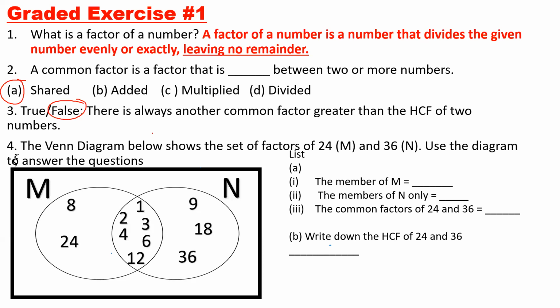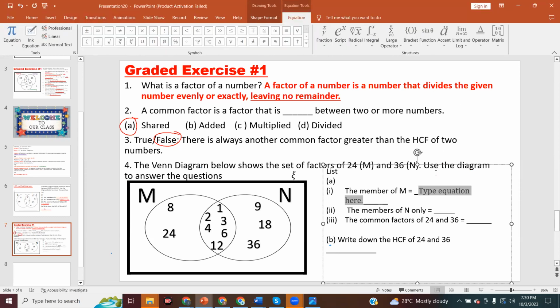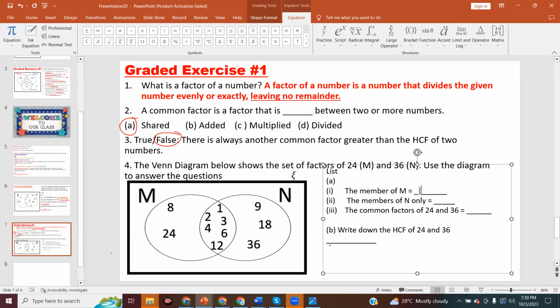All right, number four, A one. So let's list the members of M. Now remember, they didn't say M only. They say list the members of M, so that means we have to list all of them. And so what do y'all have for that one?